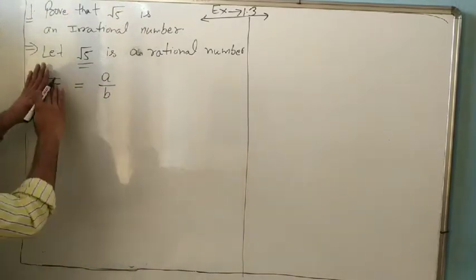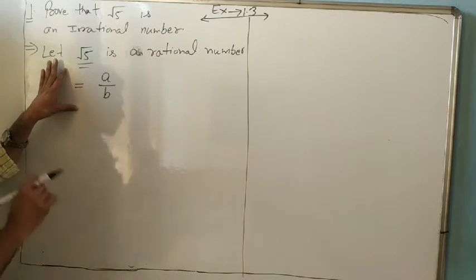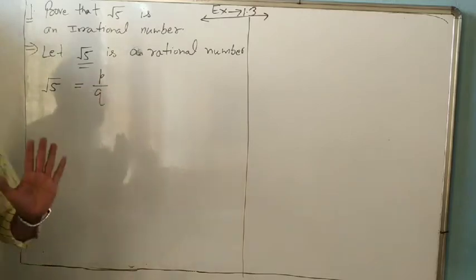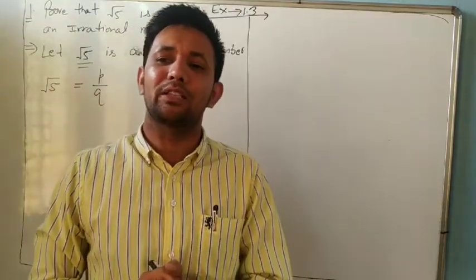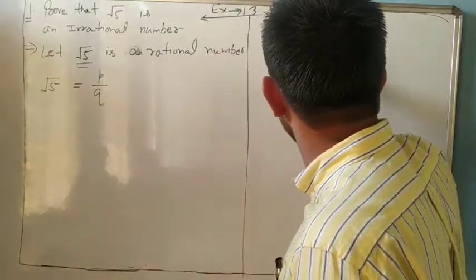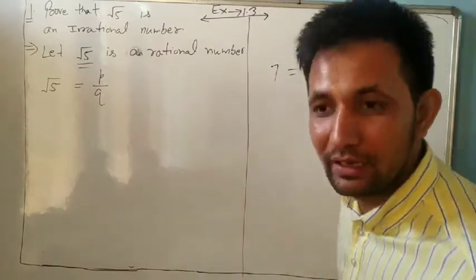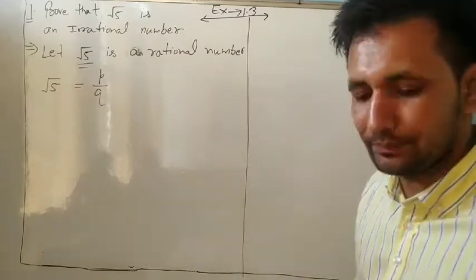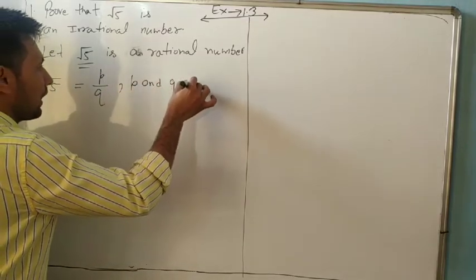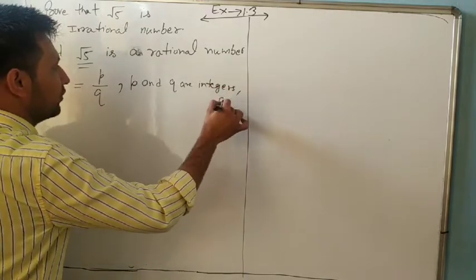Why not? If root 5 is a rational number, then every rational number we can write in P by Q form, or not? Look at P by Q. Every rational number, what is rational? Definition of rational number. Suppose 7 is a rational number. So can we write 7 as 7 divided by 1, or not? Where P and Q are integers. So we will write the condition: P and Q are integers. Understand? And Q not equal to 0.